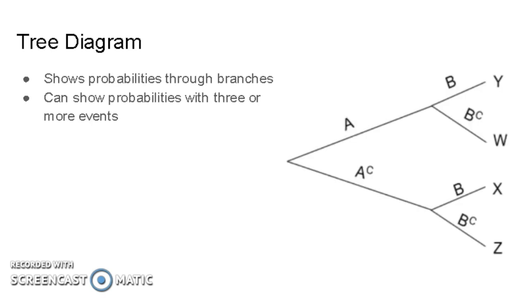A tree diagram shows the probabilities through branches that show the probabilities after each event occurs. The advantage of using a tree diagram is that you can calculate probabilities when you have 3 or more events, while for the other two diagrams you can only have 2 events. Tree diagrams are useful to determine the probabilities of certain outcomes while organizing your work well.